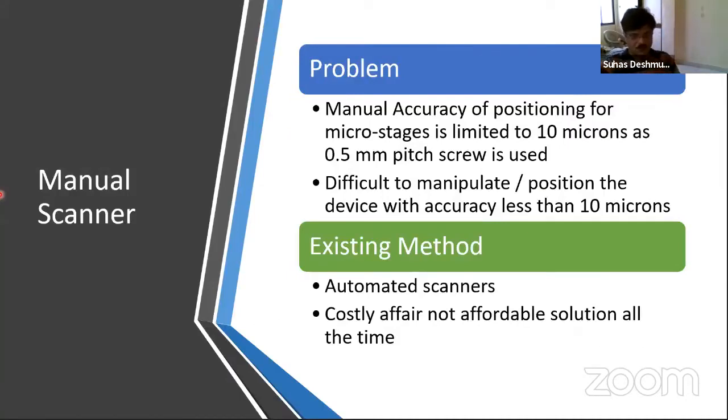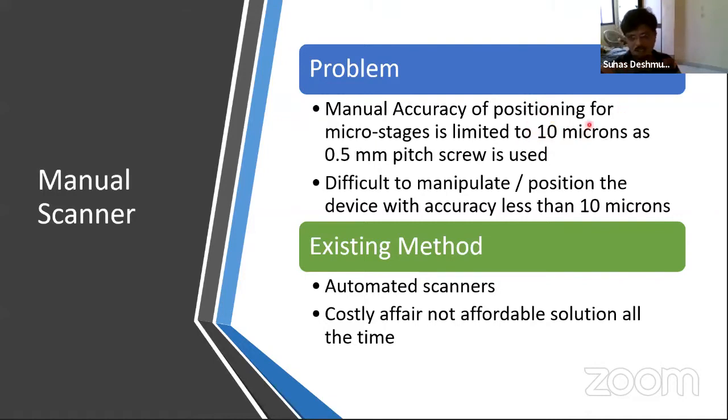Then another one is a manual scanner. Most of the time, whenever we want an accurate motion, you may know that a lathe machine has hardly 50 micron accuracy, manual accuracy of 50 micron. If you go for a vernier caliper, you get 100 micron accuracy. If you go for micro stages, that is, screw gauges, you get 10 micron accuracy, and you can't go beyond 10 micron. That is the limitation.